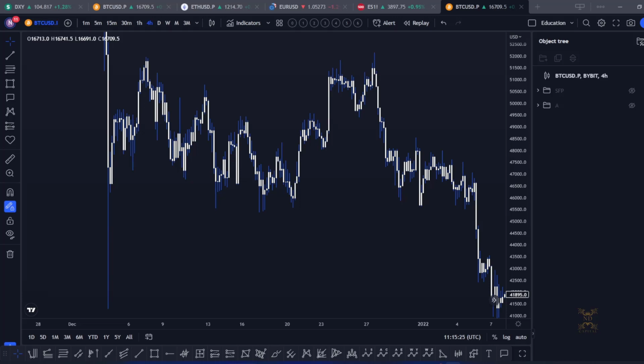Me especially, I'm trading heavily on crypto, BTC and ETH, also Euro USD and the US 500. This pattern is valid in these assets, also in much more, and I would say actually every single asset. Okay, just for this example, I'm gonna use BTC USD.